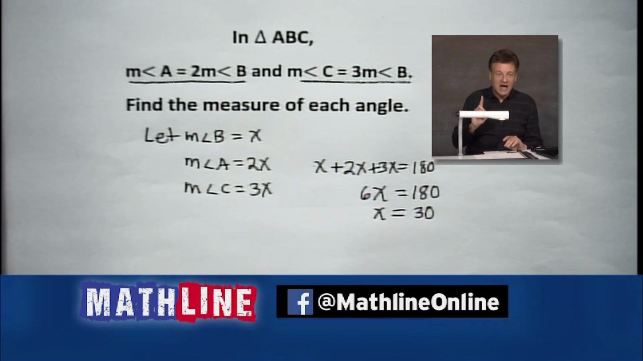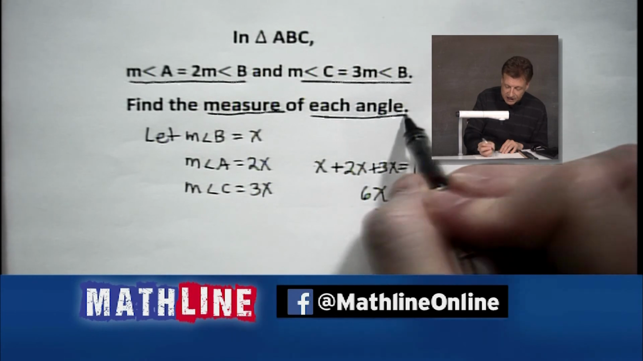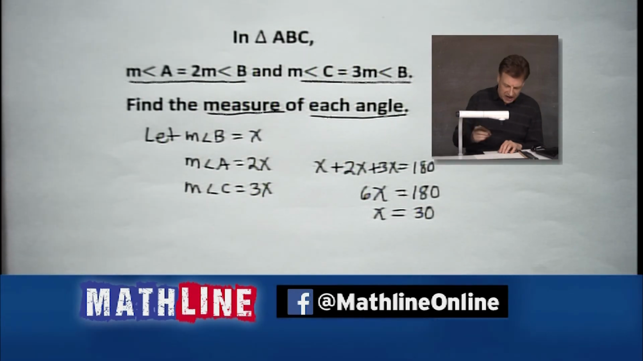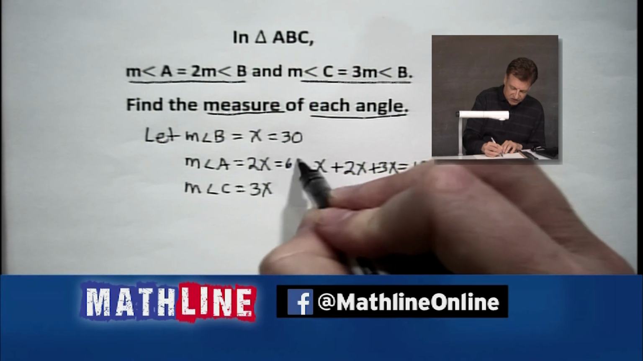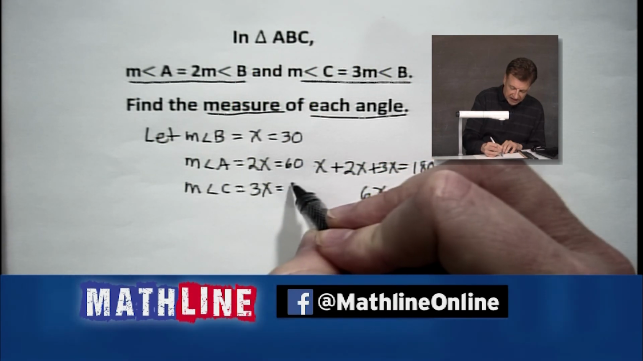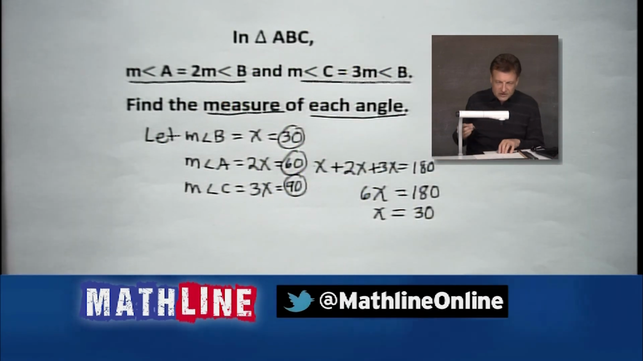Now, are we done? Are we done? No, we're not done, because what does it say? It says we're going to find the measure of each angle. So how many do we have? We got 30 right here. We got a 60 right here. And then we have a 90 right there. Now you say, well, Ernie, are they going to ask us all 3 of those? They may not. They probably won't. Probably ask you what's the largest angle, perhaps.